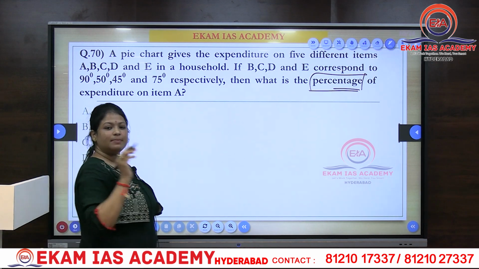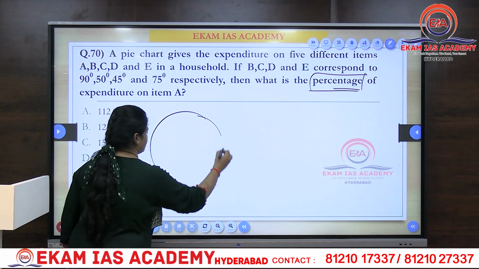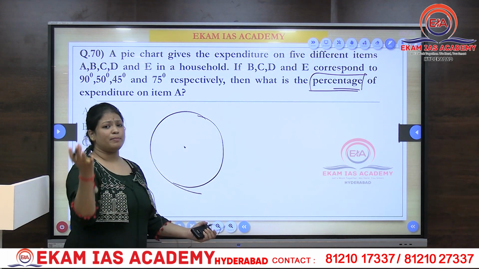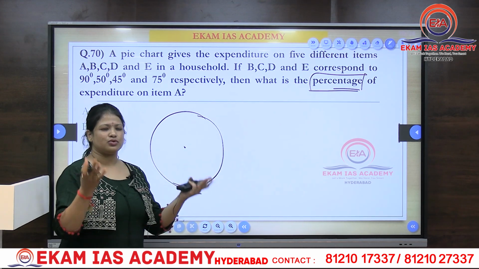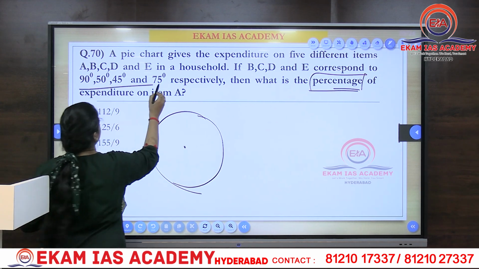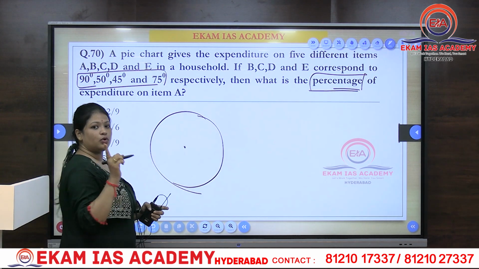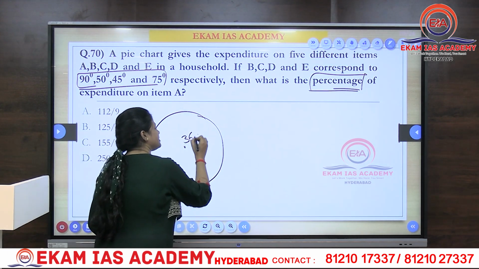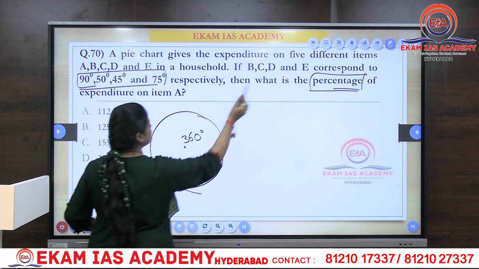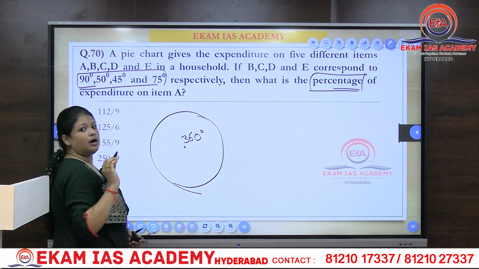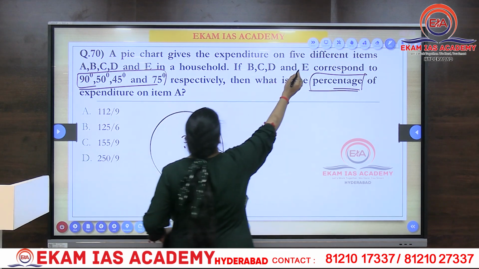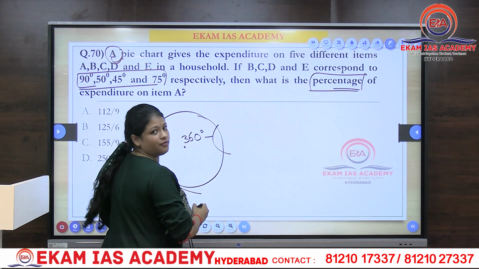Okay, pie chart. What is a pie chart? Pie chart is represented in a circle. This circle is divided into a number of segments corresponding to the ratios or divisions they are given. So the division is in terms of degrees. Okay, so the total angle in a circle is 360 degrees. We have all the corresponding angles of B, C, D, E here. So I am subtracting their sum from the total 360 to get the part of A. Fine.